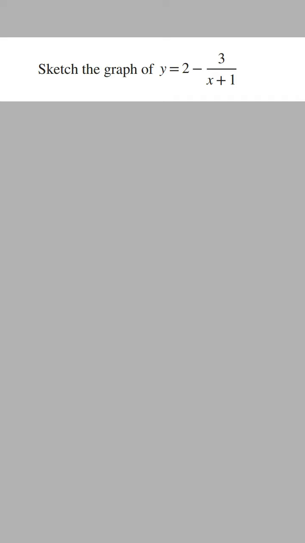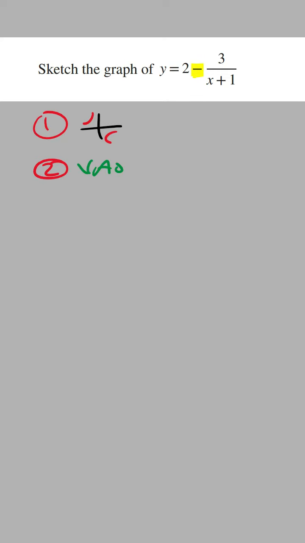Graphing hyperbola functions is a common mathematics Exam 1 question, so here's how to sketch them fast. The first step is to determine the shape of the graph. Looking at the rule of this function, we can see that there's a negative in front of the fractional part, and so this means that the hyperbola, the curve, is going to lie in the second and in the fourth quadrant.